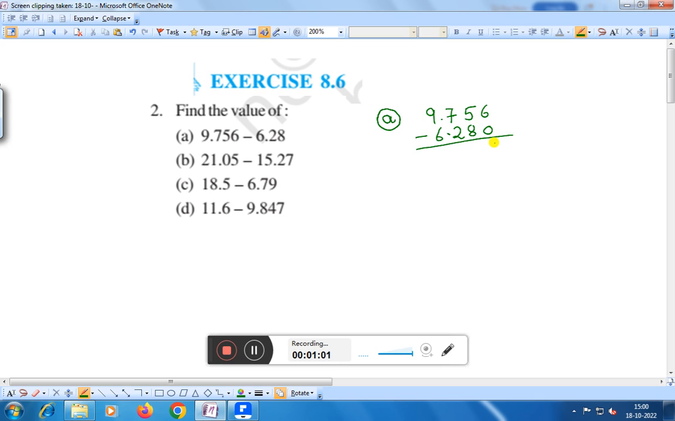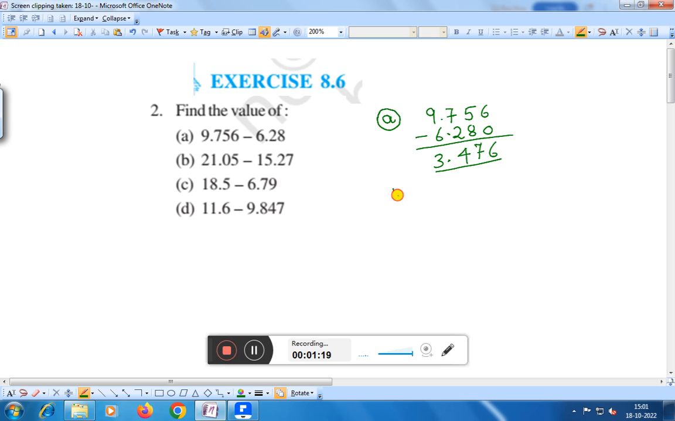We are subtracting. It is 6, 8 7 15, carry 1, 2 plus 1 is 3, 7 minus 3 is 4, 9 minus 6 is 3. Therefore this is 3.476. Answer of question number A.